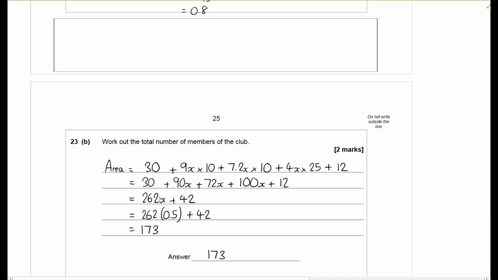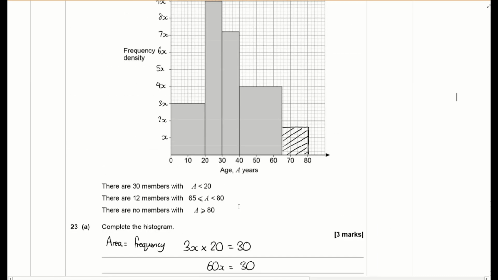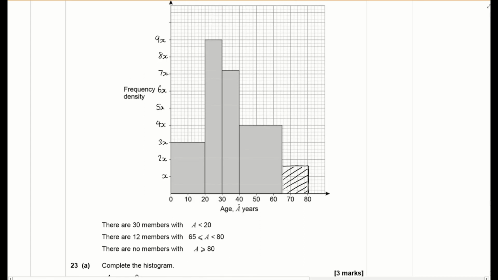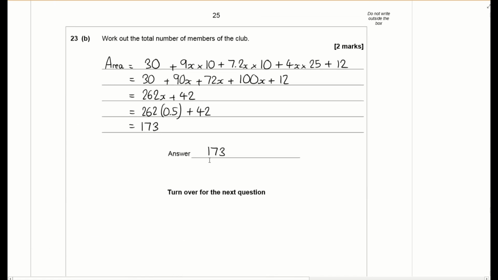We can now substitute the x in, which will be 0.5, and when you process that, you've effectively got 131 plus 42, which is 173. Now if you'd wanted to and you'd already labelled it, which you most likely would do if you were doing it in order, you would also have just multiplied, say, this first rectangle by 20 times 1.5, this one by 10 and 4.5 because you'd have already labelled the axes, but either way you're still going to get the right answer, which is 173 people in the club.